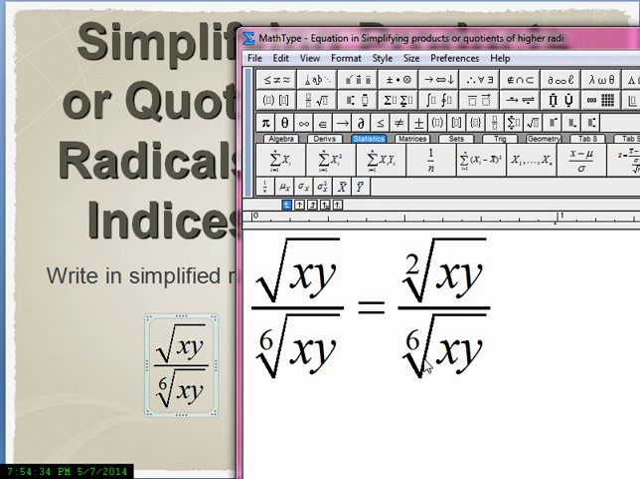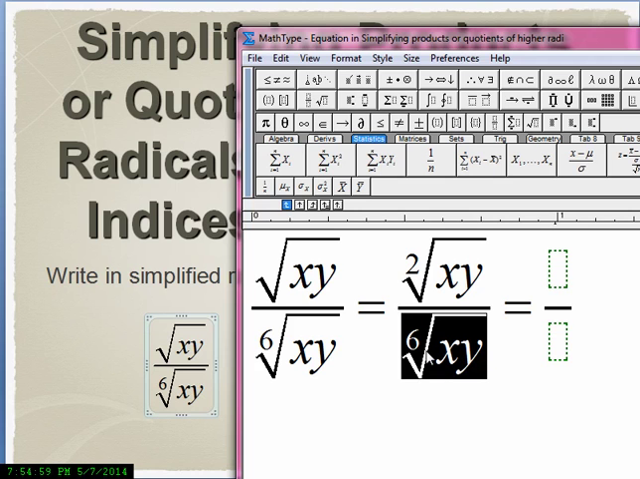We can think of it as if we were adding fractions, and we had a 1/2 and a 1/6. How would we get the common denominator? Similarly, how will we get the common index? Since 2 divides into 6, the common index is going to be 6. So I'm going to keep the denominator the same because it already has the desired index of 6.